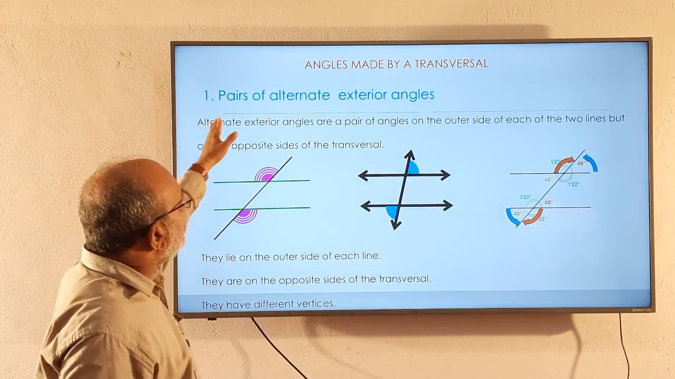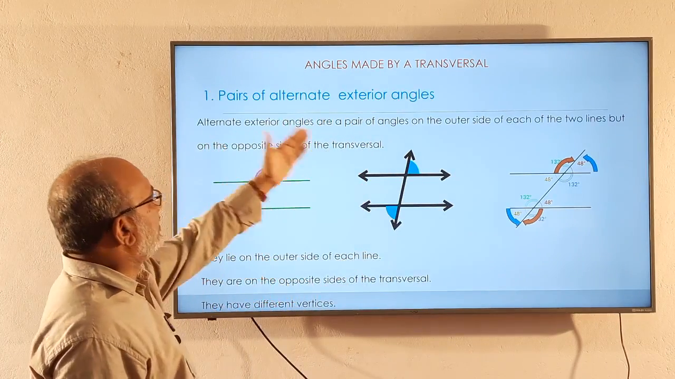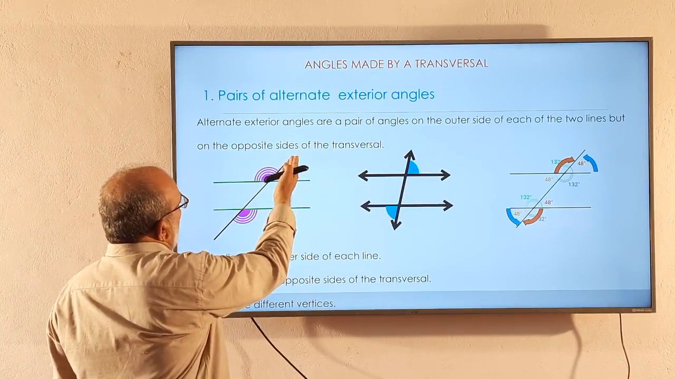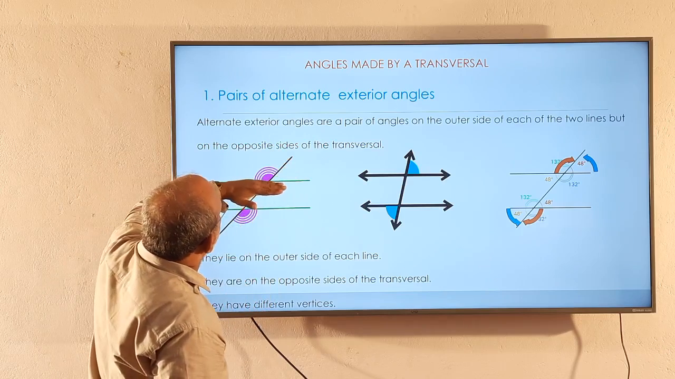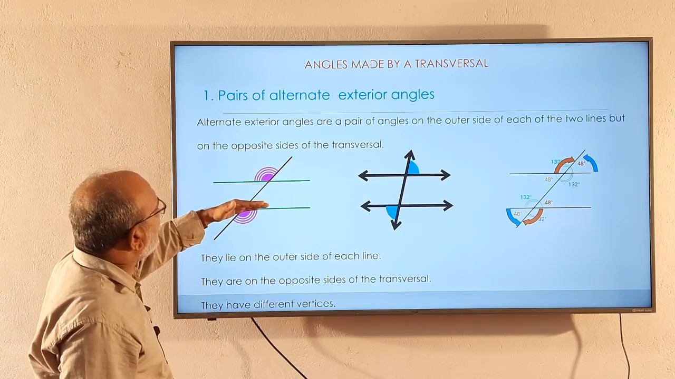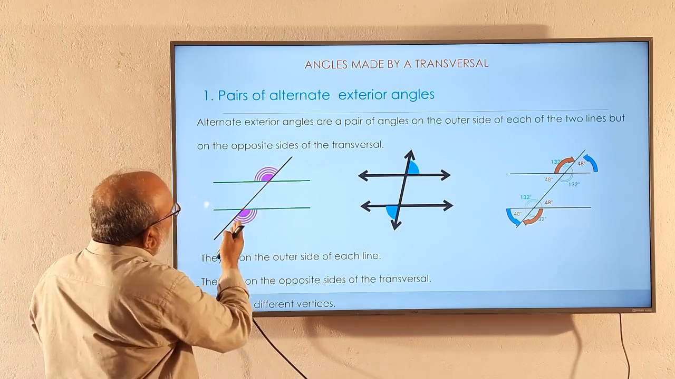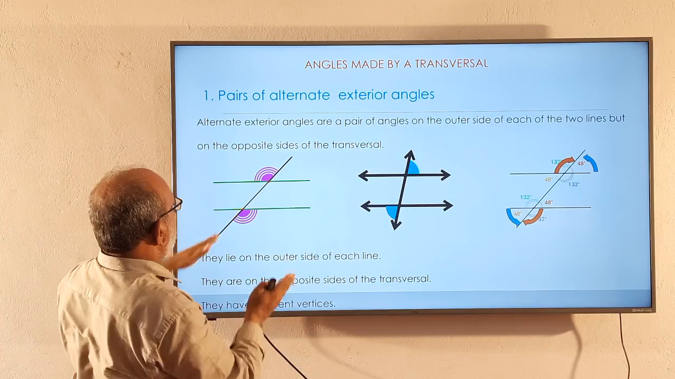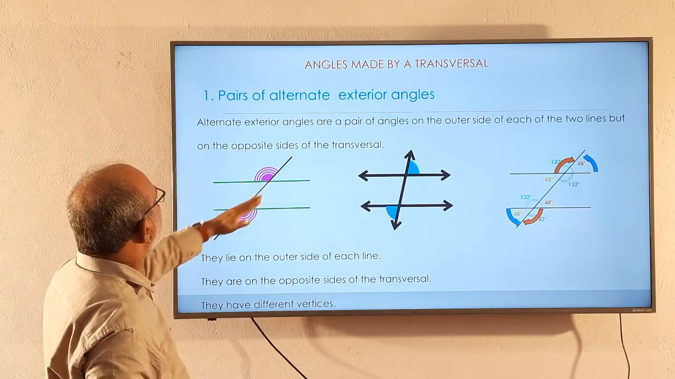Number one, pairs of alternate exterior angles. See what alternate exterior angle means. Here you see one line segment, another line here, and here you have a cross line. So this is a transversal. This is the outer side, which is exterior. This is also exterior. So both these angles are in the exterior. But what is the one difference? These angles are on opposite sides of the transversal. So exterior and opposite sides of the transversal.